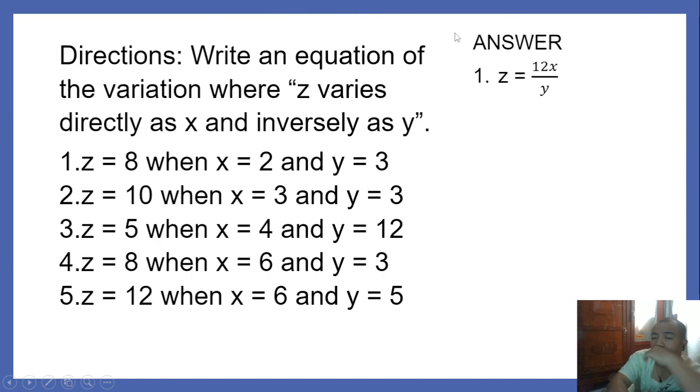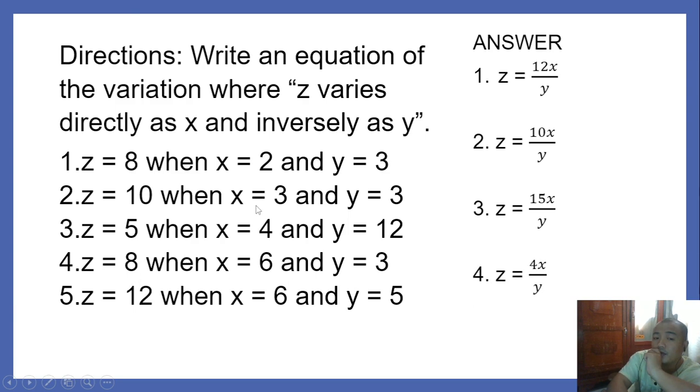To solve for k, which is 12, 8 times 3 divided by 2. For number 2, 10 times 3, 30 divided by 3. So 10x over y. Next, 5 times 12 divided by 4, which is 15x. Which equals 15x over y. 8 times 3, 24 divided by 6. Z equals 4x over y. 12 times 5 divided by 6, 10. Z equals 10x over y.